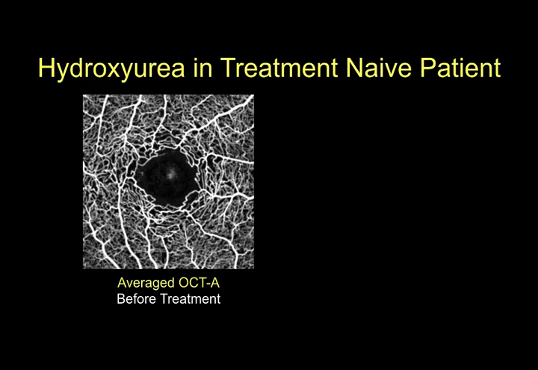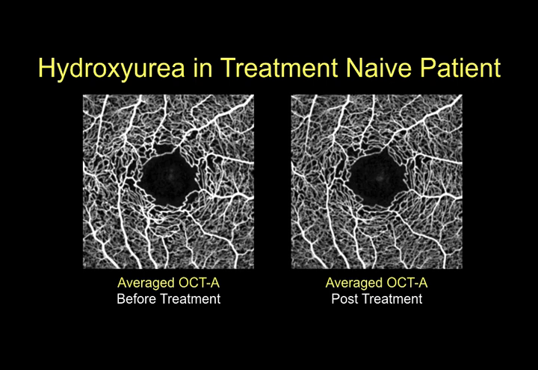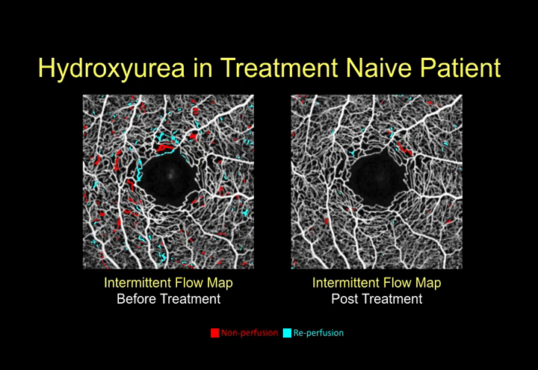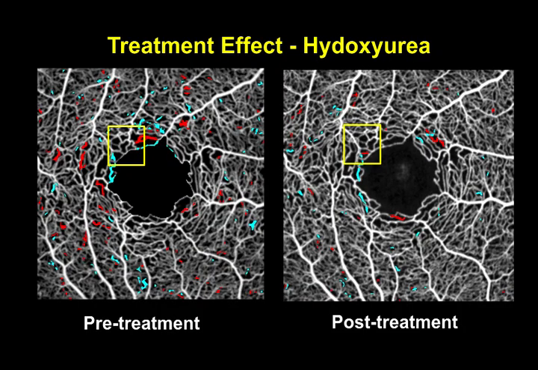Here's a 31-year-old patient prior to initiation of hydroxyurea therapy. On the right, you can see the effect of 2 months of starting treatment. The intermittent flow maps highlight the changes pre and post-treatment and quantify the difference. There's a 5 times reduction in intermittent flow events seen with this method.